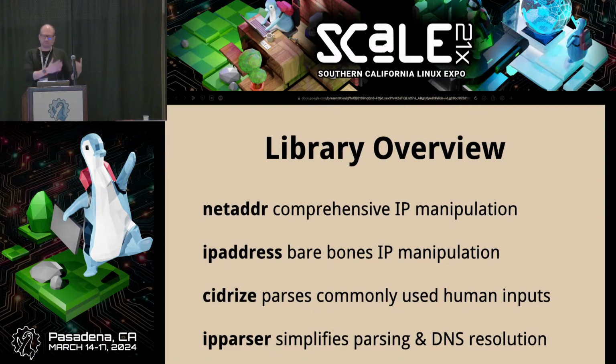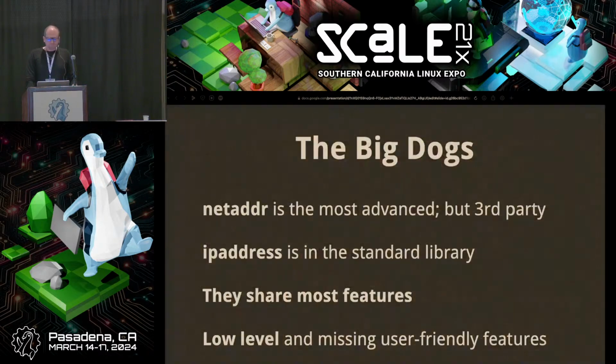CIDRize was designed to parse human inputs, so it's good for writing tools that might need to take IP addresses. And IP parser does largely the same thing, but it has some extra features or missing features compared to CIDRize. So what I'm going to do is just start with the big two, NetAddr and IP address.